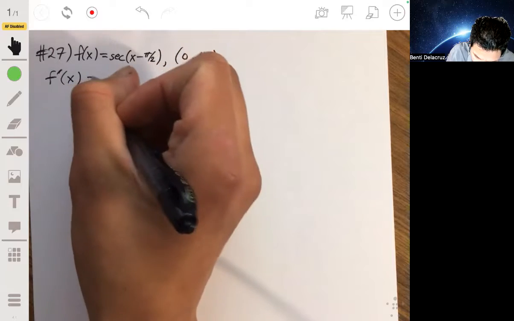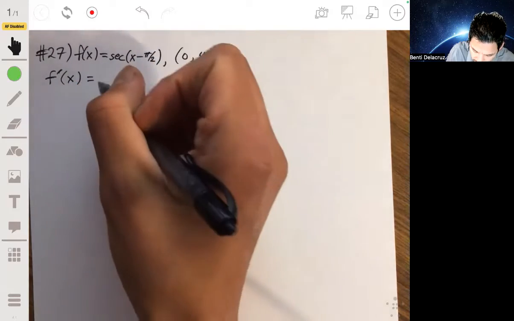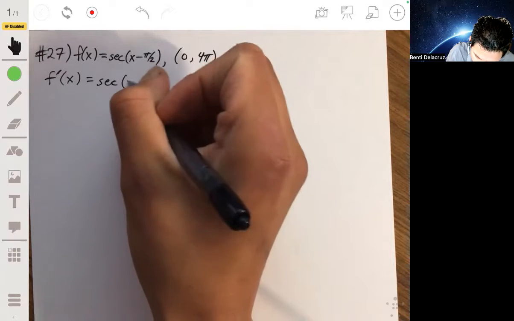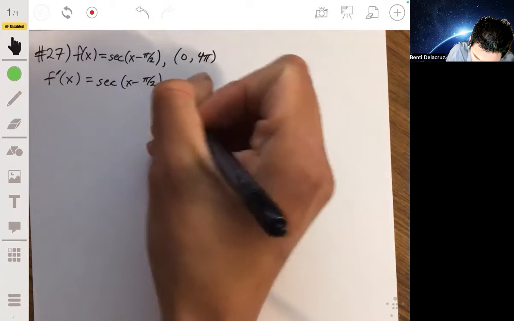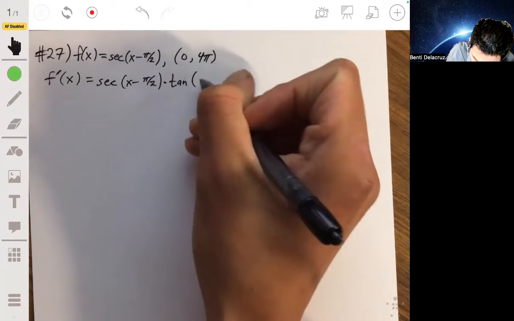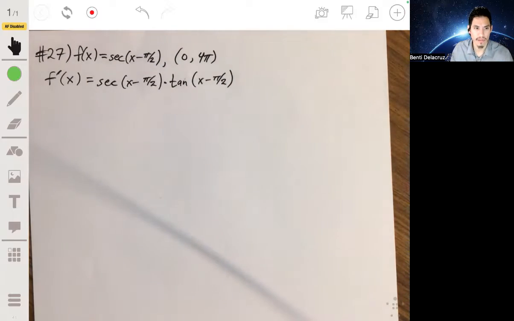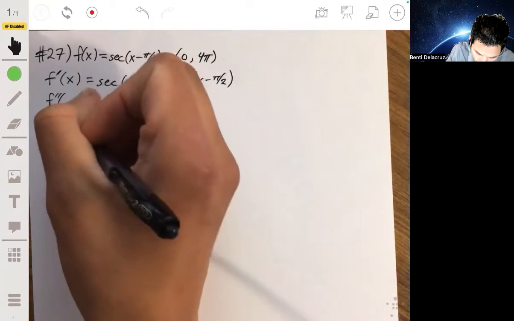So f prime of x, the derivative of the secant function is the secant of x tangent of x function. So we have the secant of x minus pi over 2 times the tangent of x minus pi over 2. Now we take the derivative again.